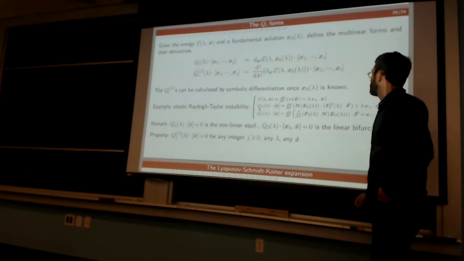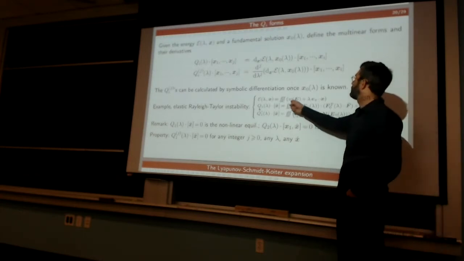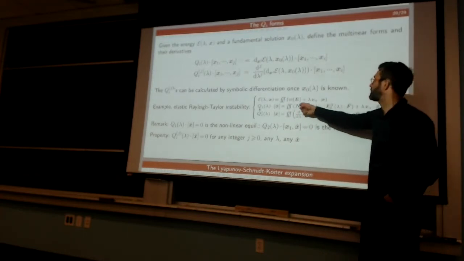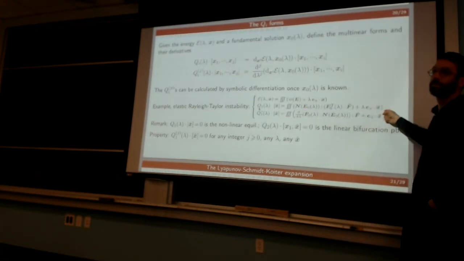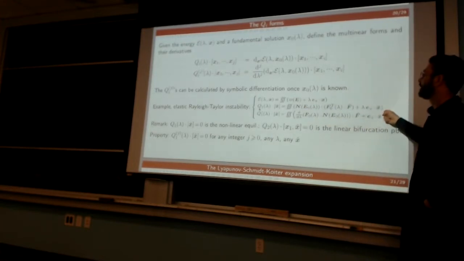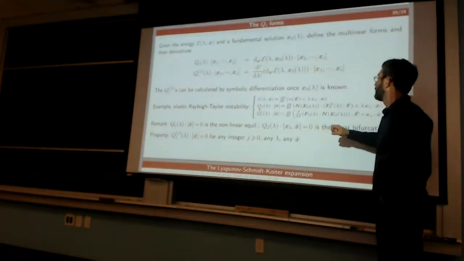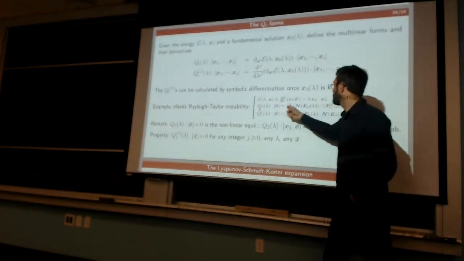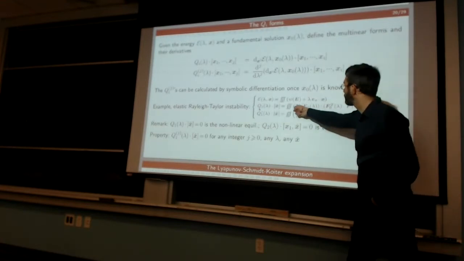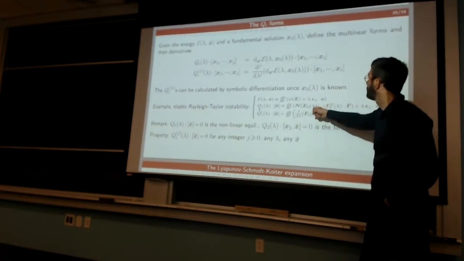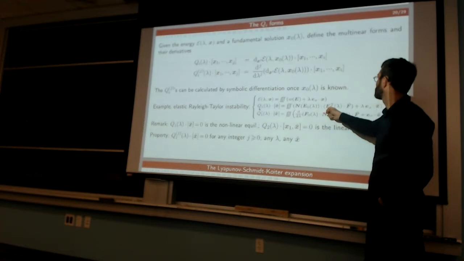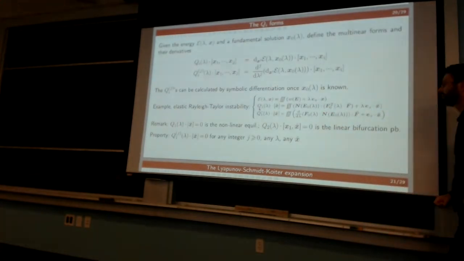So take the Rayleigh Taylor instability, for instance. Remember, the energy is like that. The first variation of the energy looks like that. Let's assume I want to calculate Q1 prime. So Q1 is really what I had already before, by substituting the homogeneous branch in the first variation. That's the notation here.